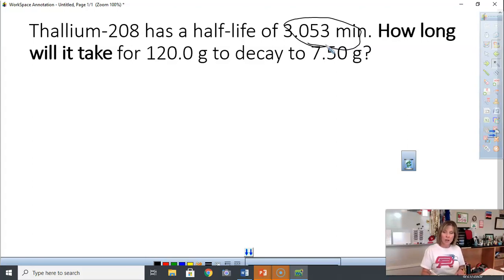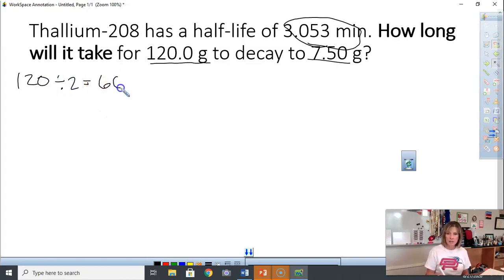How long will it take for 120 grams to go to 7.5 grams? Well, there's a couple more pieces of information. I start with 120, I go to 7.5. How long is that going to take? So let's say in this case we have 120 grams and it's going to decay exactly in half till it gets to 7.50 grams. So divide by 2 is 60. That's 1 half-life.